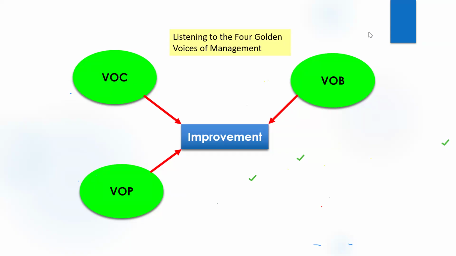Okay. And the fourth golden voice is called the voice of employees, VOE. What is the operator trying to say? I will share the code with you tomorrow. Voice of the employee. For example, Kaizen should come from the operator's complaint. What is the operator trying to say? Your operator who is working on that machine, you need to listen to his voice.